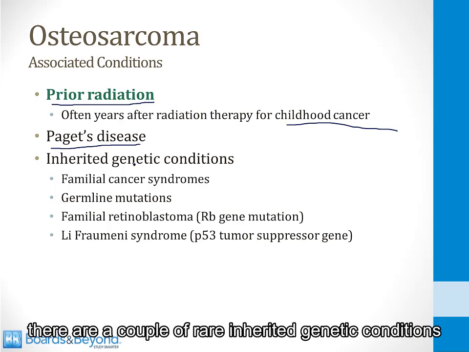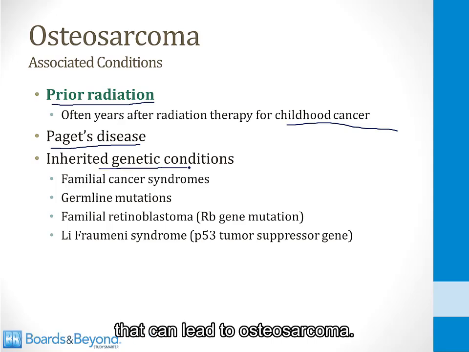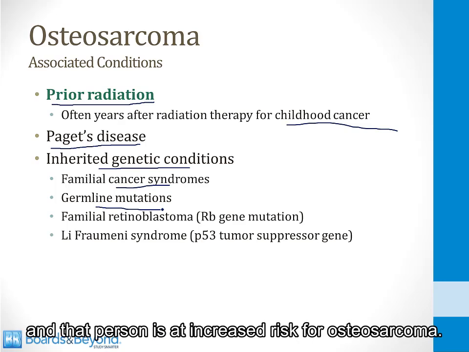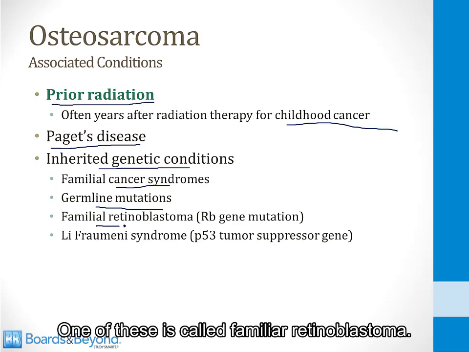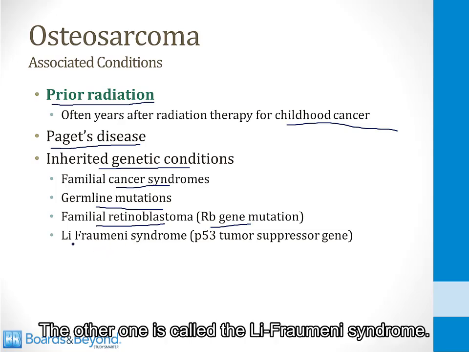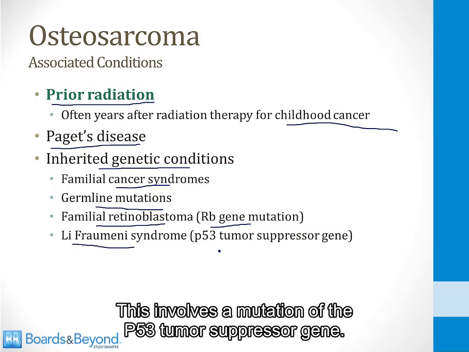And then finally, there are a couple of rare inherited genetic conditions that can lead to osteosarcoma. These are familial cancer syndromes where there's a germline mutation passed on to a person, and that person is at increased risk for osteosarcoma. One of these is called familial retinoblastoma. This involves a retinoblastoma gene mutation. The other one is called the Li-Fraumeni syndrome. This involves a mutation of the p53 tumor suppressor gene.